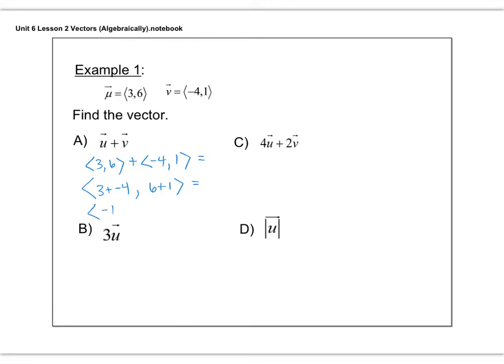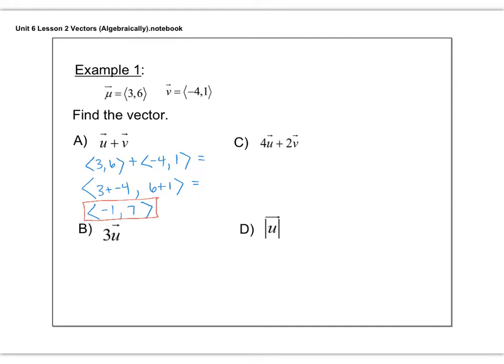Simplifying, I would get -1, 7, and this would be your answer. That is the resultant vector, or the terminal point, at the end of vector u plus v.